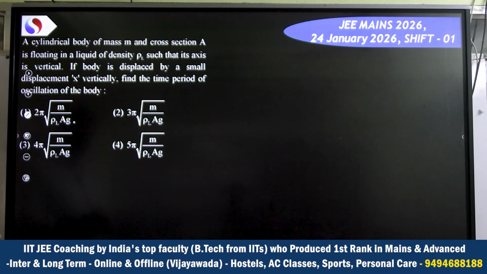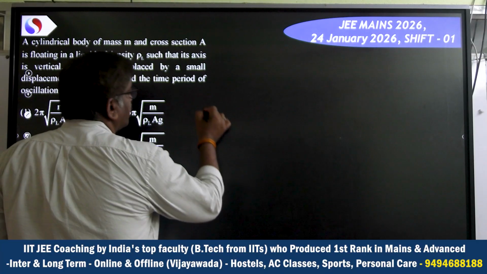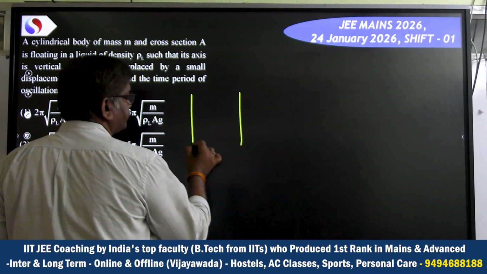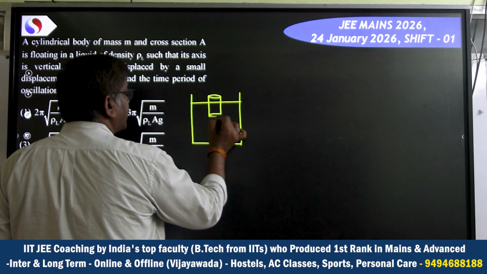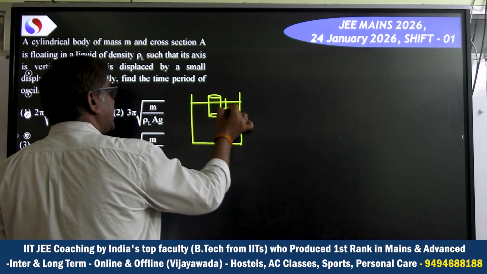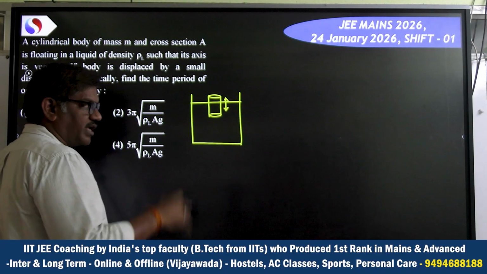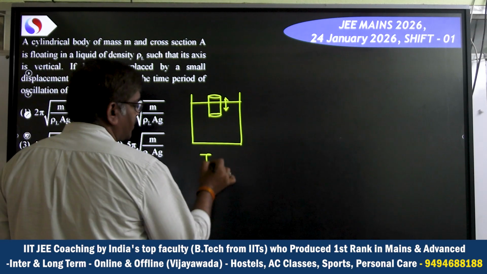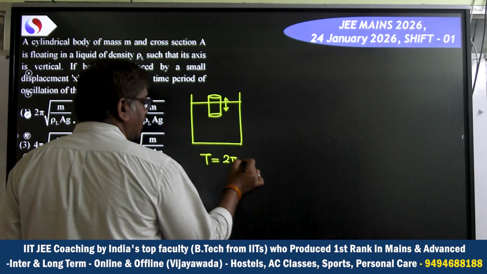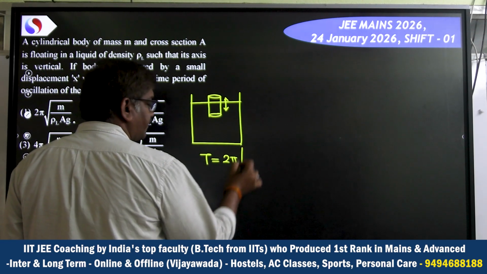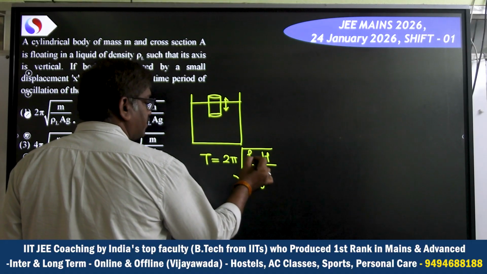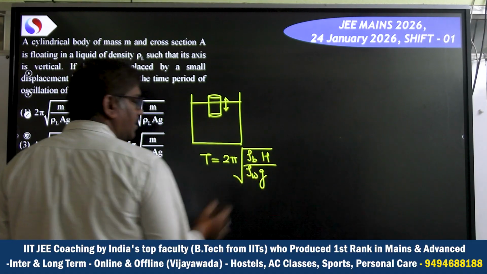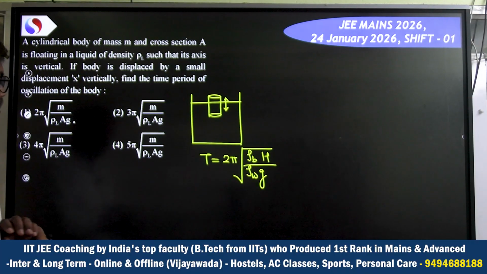A cylindrical body of mass m. So this is a question from fluid and SHM. A cylinder which is floating at the free surface and oscillating. Suppose it is slightly pressed and oscillates, then what is the time period we are getting for this? It is 2 pi under root of h by g, where h is the height of the cylinder, times rho b by rho w. This is the standard formula for the time period.